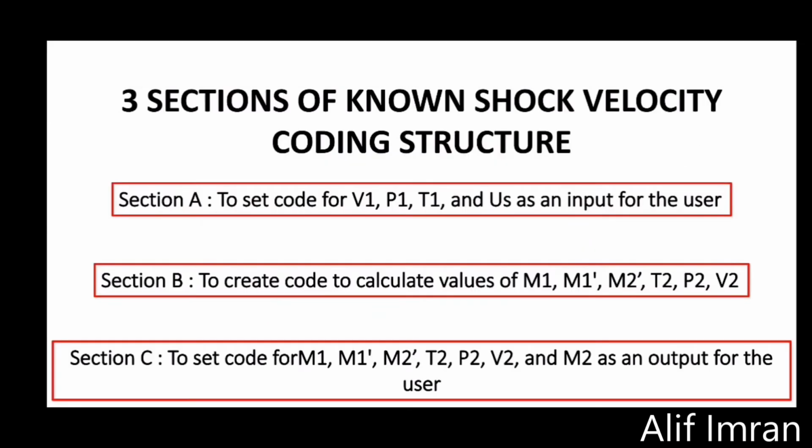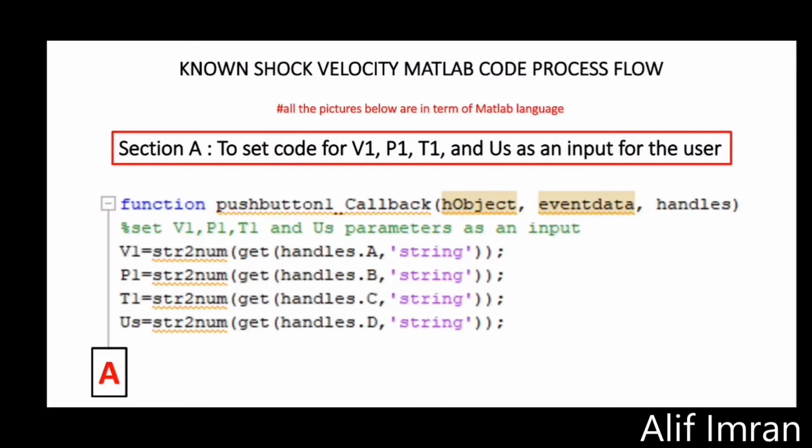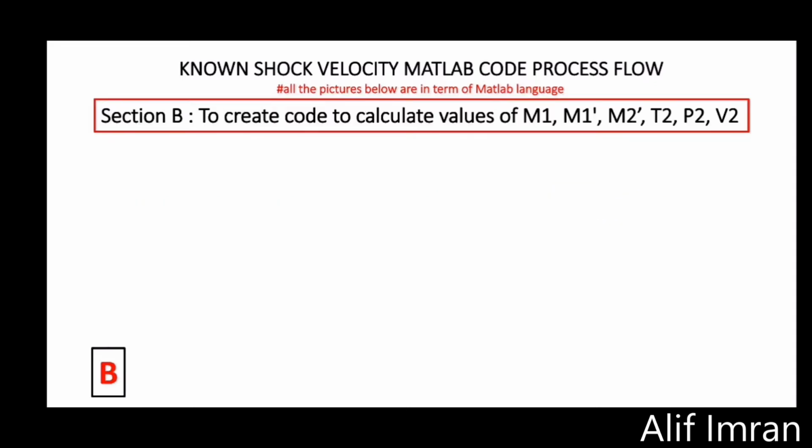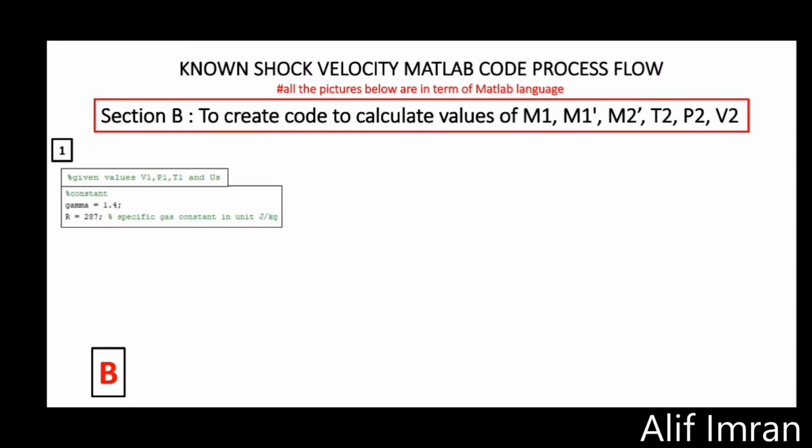Alif here. I will explain the coding structure for non-shock velocity. For the non-shock velocity coding structure, I divided it into three sections. At section A, the feature function is used to set the parameters as input. Section B is where the theory of moving shock velocity is implemented. First, gamma and specific gas constant are set as constants. Second, we structure a code to calculate values of A1 and M1.